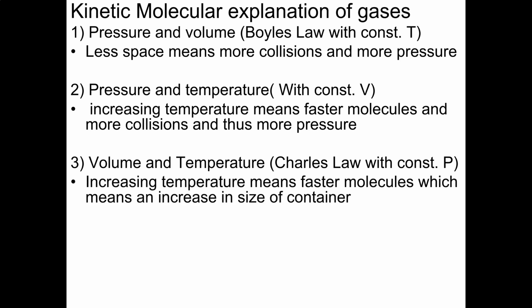Volume and temperature. Increasing temperature means faster molecules, which means an increase in size of the container. And why is that? You're assuming the container is flexible, right? When you say constant pressure, you're saying that the container can change in size. When you're saying there's constant volume, you're saying the container is constant in size. What's the difference? An example of a constant volume would be like a plastic container. What's an example of a constant pressure? Balloon. The volume can change, but the pressure is theoretically the same, which means that if you increase temperature, you're going to increase the volume.